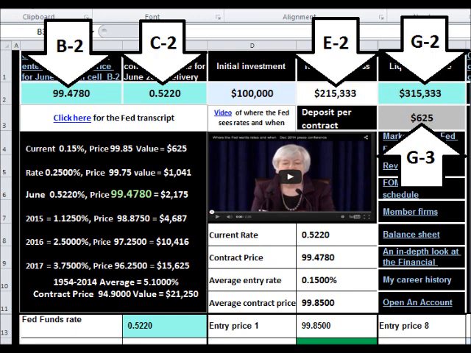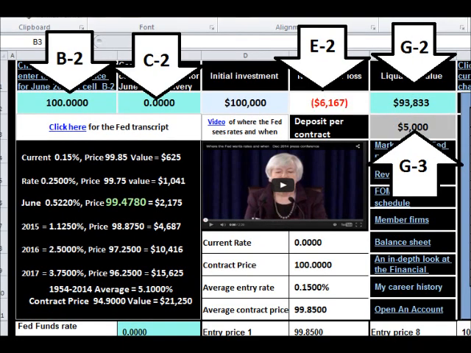The net profit or loss after all bid-ask spreads and fees will show in cell E2 of $215,333. The net liquidation value will show in cell G2 of $315,333. One thing I like about trading a market that's near zero and its all-time historic low is that they only have a major market move in one direction.